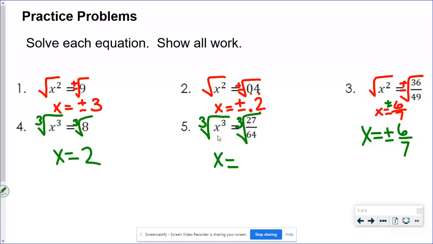X equals the cube root of 27 is 3, cube root of 64 is 4. We just did that one.